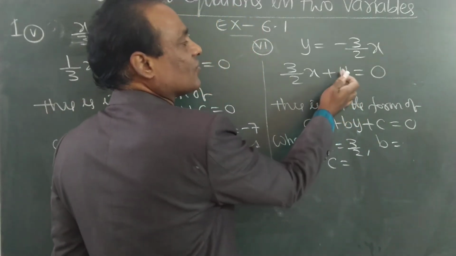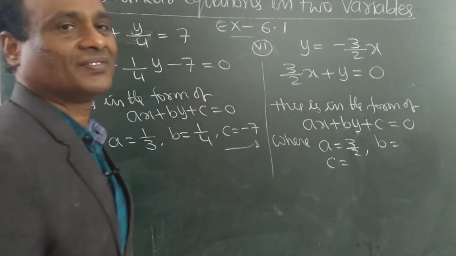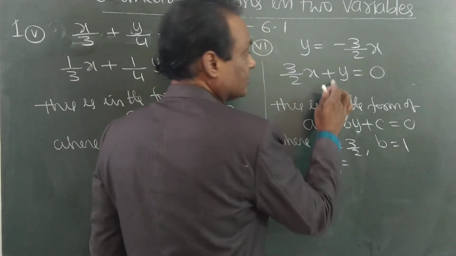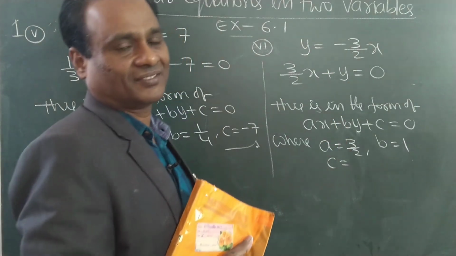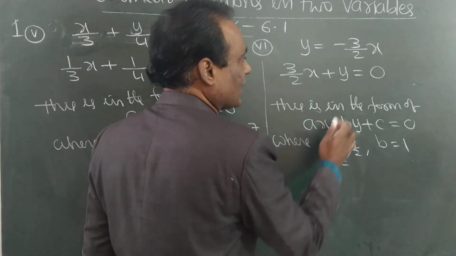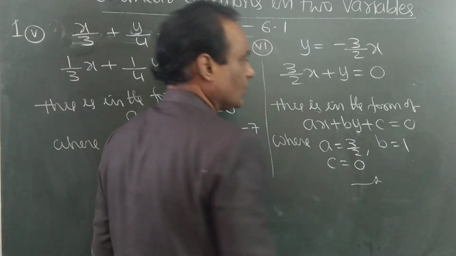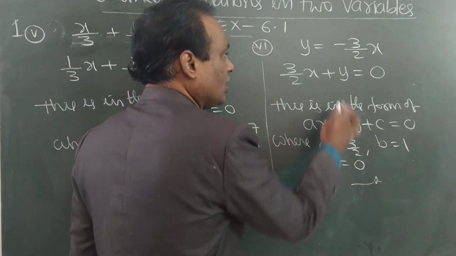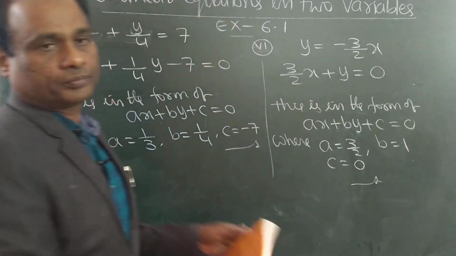This is 1y. So y means 1y. b is equal to 1y. If there is nothing, it is nothing but 1y. See, there is no x term, y term is there, there is no constant term, 0. X coefficient is a, y coefficient is b, there is no constant term, that is 0.